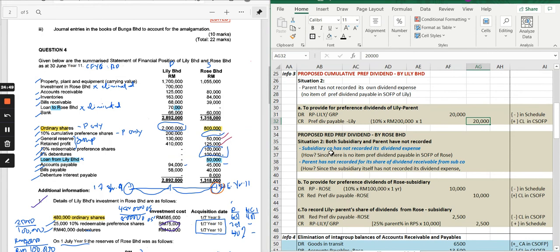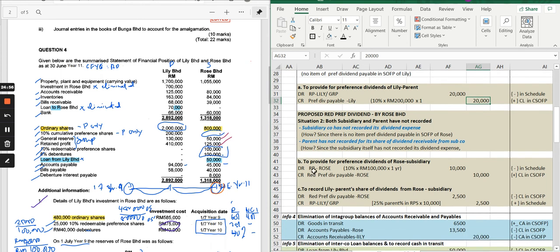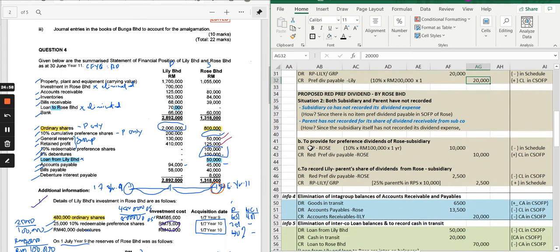How do you know? Because there is information telling you. So since there is no item of preference dividend, you can read the tips that I put here. So we are going to record the dividend by Rose here. Let me just open it up.